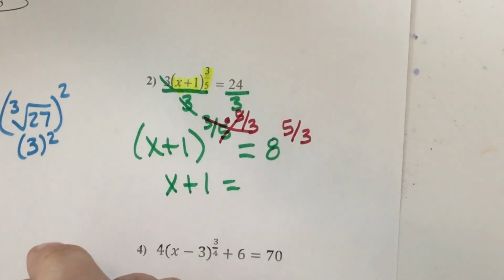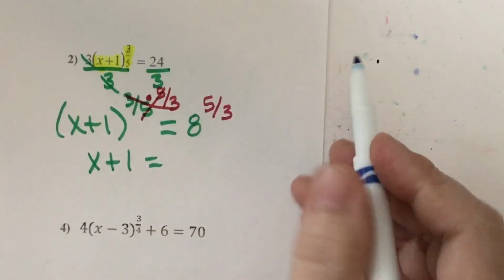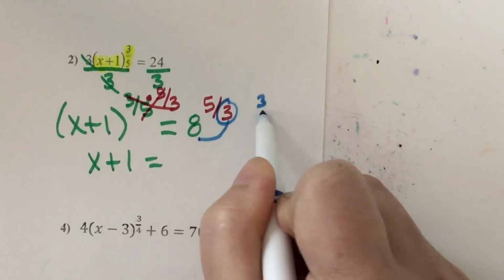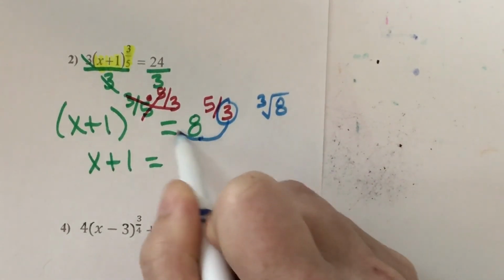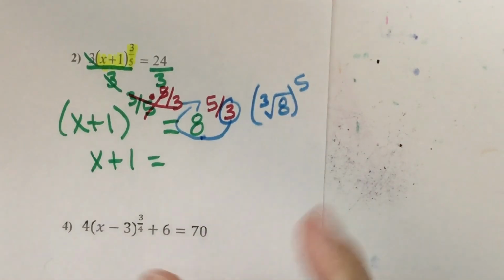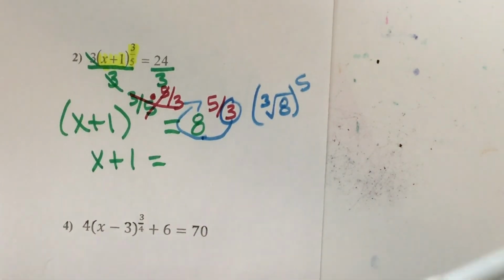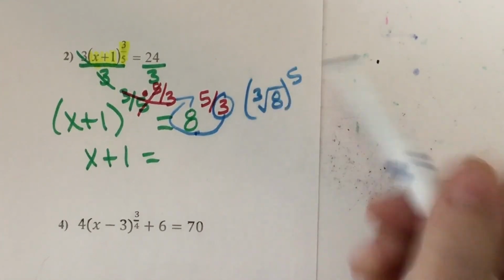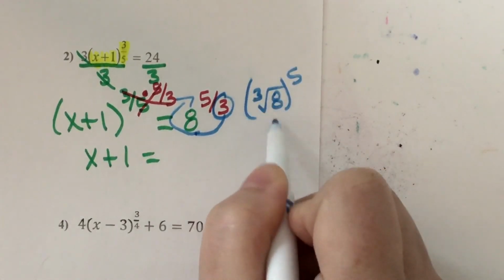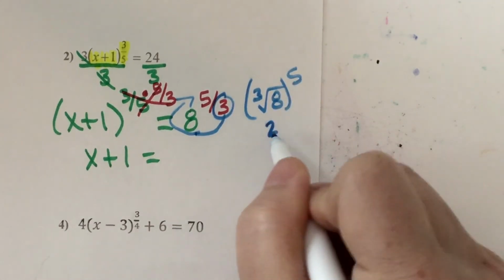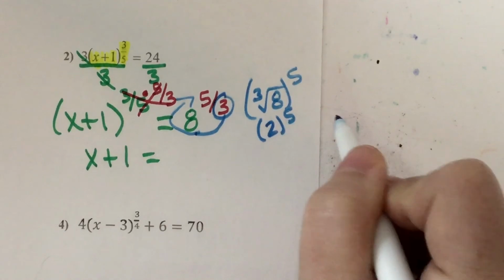And on the right-hand side, I need to go around the world. So this is asking me to take the cubed root of 8, so cubed root of 8, and raise it to the 5th power. Will I need a plus minus? Nope, because I'm not taking an even root. I'm taking an odd root. All right, what's the cubed root of 8? What times what times what is 8? 2. And then I need to take 2 to the 5th power.